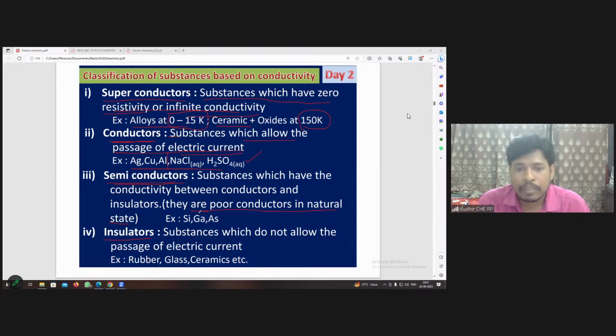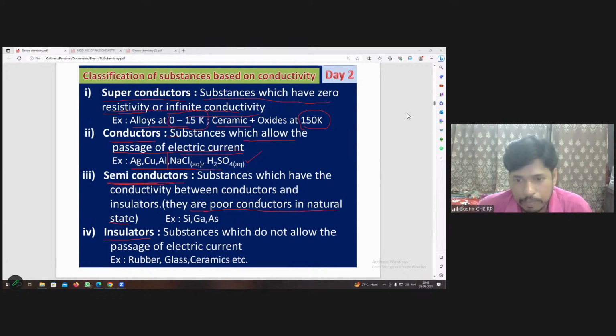At the same time, these are actually poor conductors in the natural state. But the important condition we need to understand here is that whenever we mix these substances with any other impurities or elements, they can increase their conduction property, so they act as semiconductors. So in the pure form, they are poor or bad conductors, but when mixed with some other chemical substances, they increase their conduction property. Hence, they act as semiconductors.